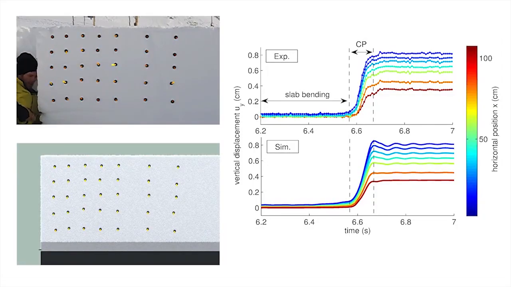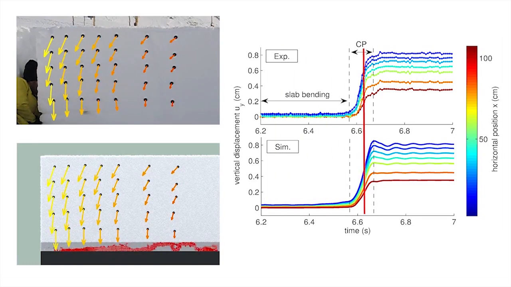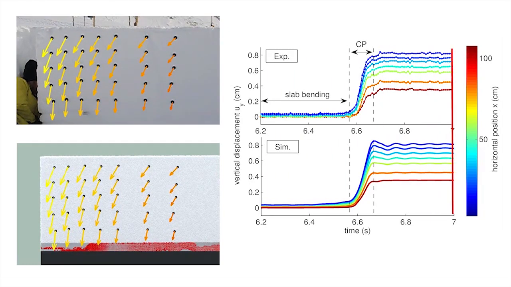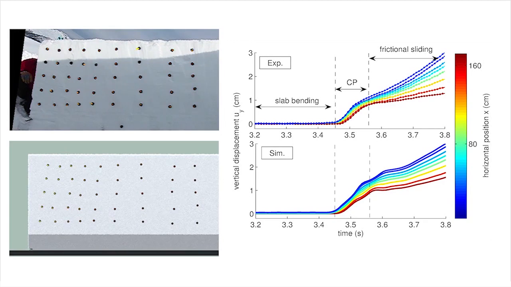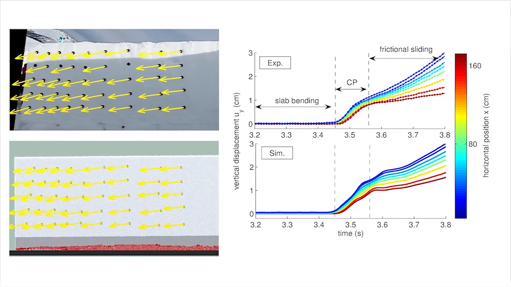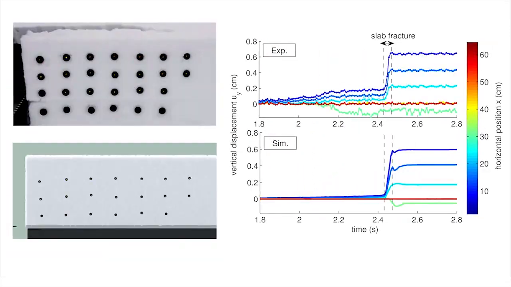To validate our new approach, we simulate the propagation saw test and compare to field experiments. On flat terrain, we nicely reproduce the observed collapse wave. On a 37-degree slope, we not only reproduce the collapse wave, but also the frictional sliding of the slab. Finally, we can also simulate cases with slab fractures.